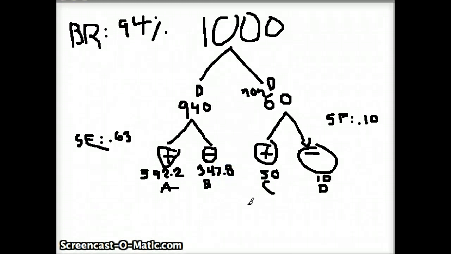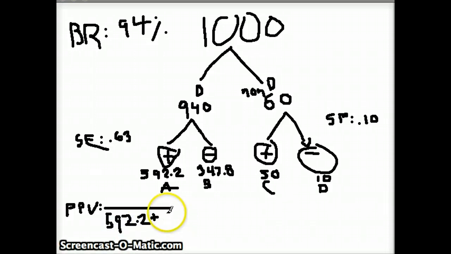All right, now the positive predictive value. Now remember what that is. The positive predictive value is the probability, if you test positive, so that's these people and these people, that you truly have the disease, which is these people. So we have to take the probability of 592.2 plus 50 as the denominator. And the numerator is the people who truly have the disease, and that's 592.2.